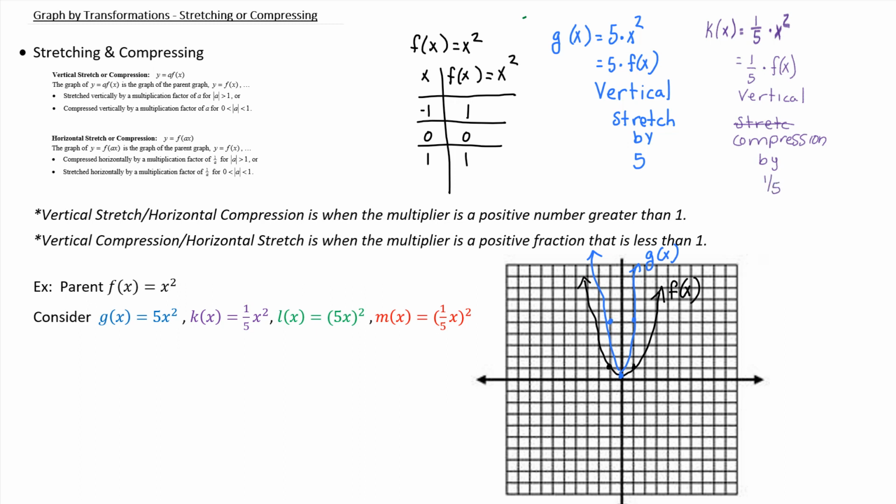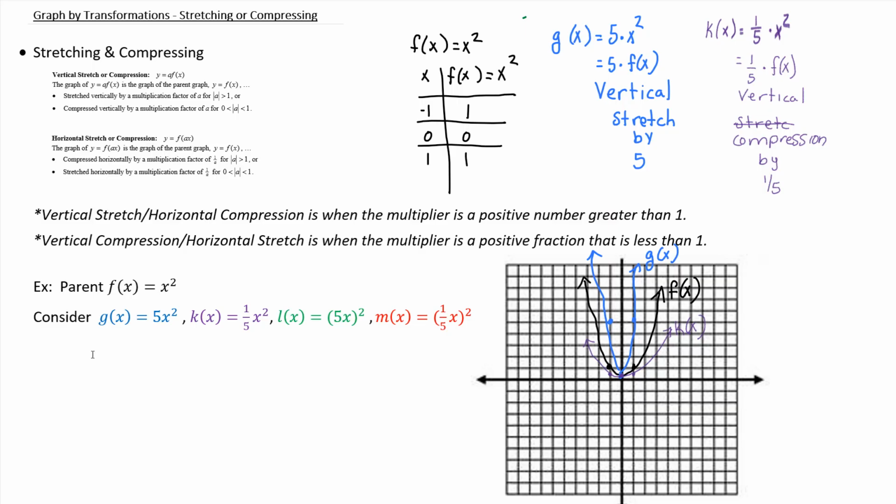In other words, it's going to squash down. Instead of being at a height of 1, we're now going to have a height of 1/5. 0 times a fifth isn't going to change, it's still 0. And 1 times a fifth is 1/5. So you get this graph that's more squashed. That's your k of x, and that's a compression by 1/5. Notice your vertical stretch and compression come from a multiplier on your f of x, or on your entire function. If the value is bigger than 1, it's going to be a stretch. If the value is less than 1, it's going to be a compression.